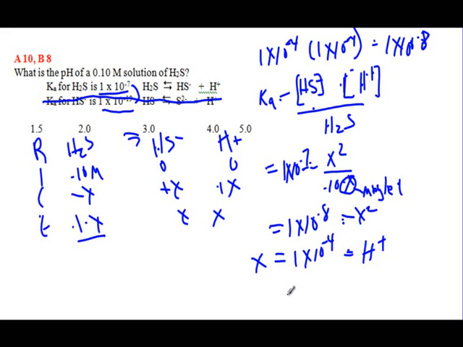So my pH is going to be the negative of the log of 1 times 10 to the minus 4. And you should recognize this without a calculator. This is going to be simply this number, right? That's the negative of the log. The log is negative 4, so the negative of the log is going to be pH equals 4.0, and I had those choices, so this is my answer.